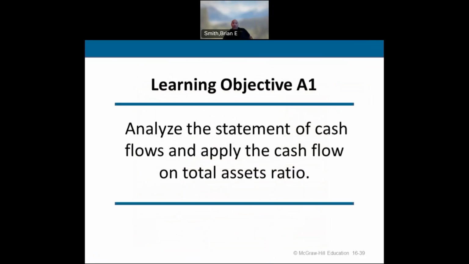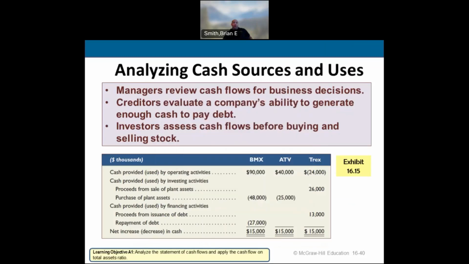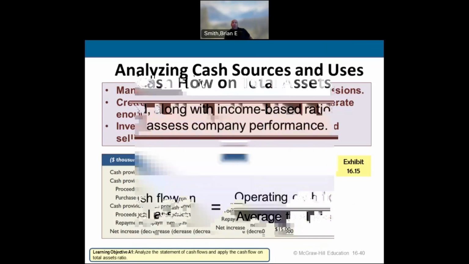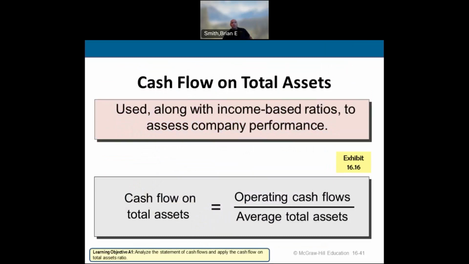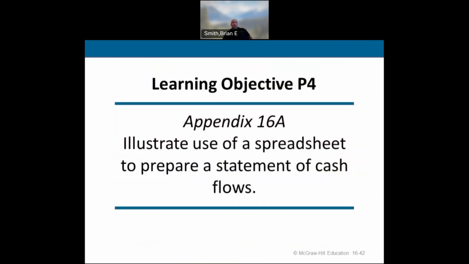All right, so total asset ratio. This one's pretty straightforward, I think. Here, let me get to the calculation. Operating cash flows divided by average total assets is your cash flow on total assets. Basically, of all of your assets, how much cash flow are you deriving in your operations from those assets? It's a ratio to look at that can help you.